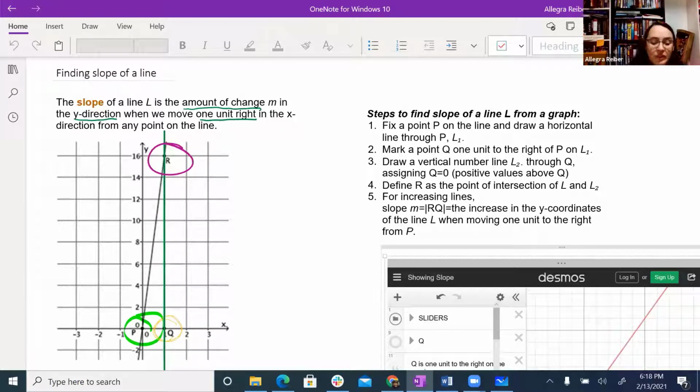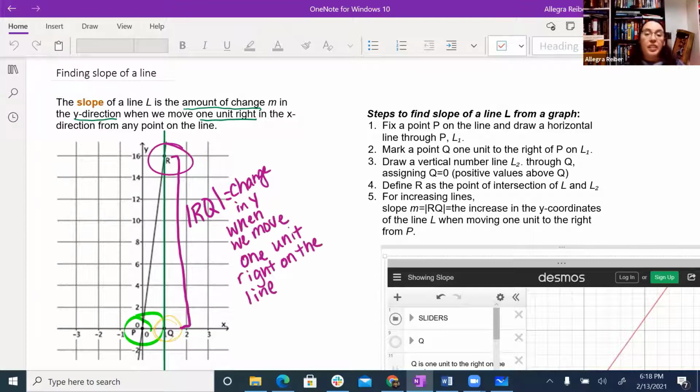Now the length of the segment from R to Q, this is that change in y when we move 1 unit right on the line. Therefore, the slope will be equal to that value. We call this step 5. For increasing lines, the slope will just be the increase in the y coordinates. In my example picture that I have used here, right below on the left, notice what that makes my slope.